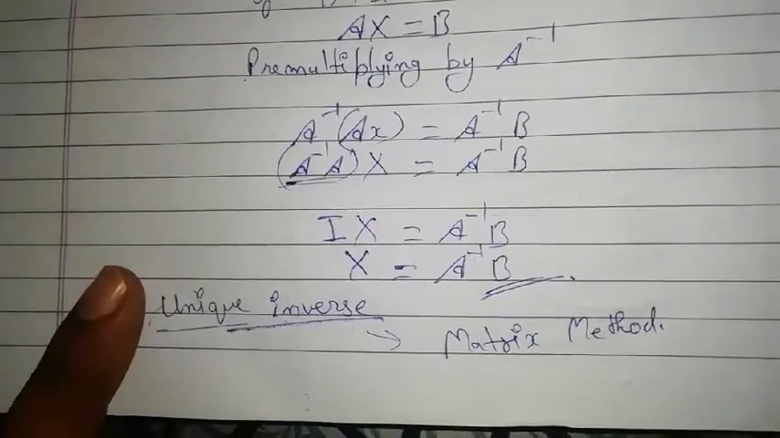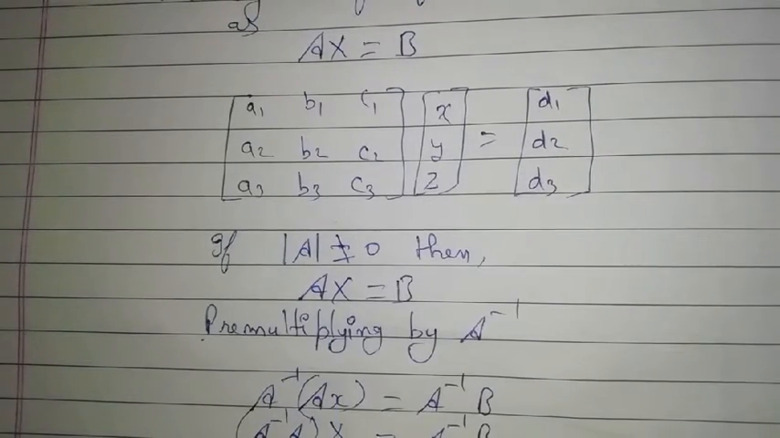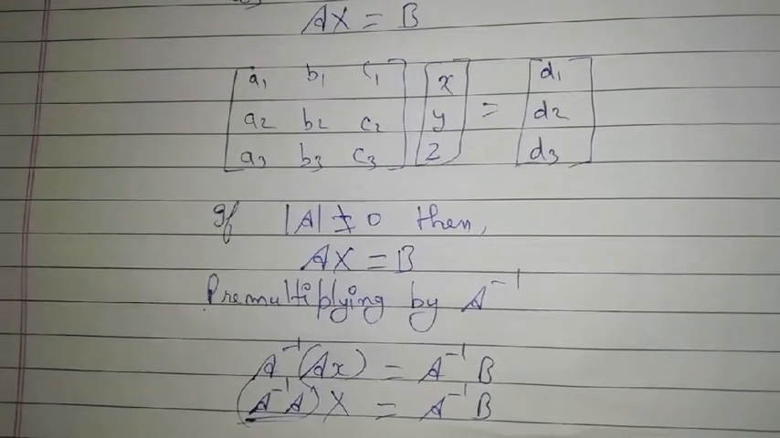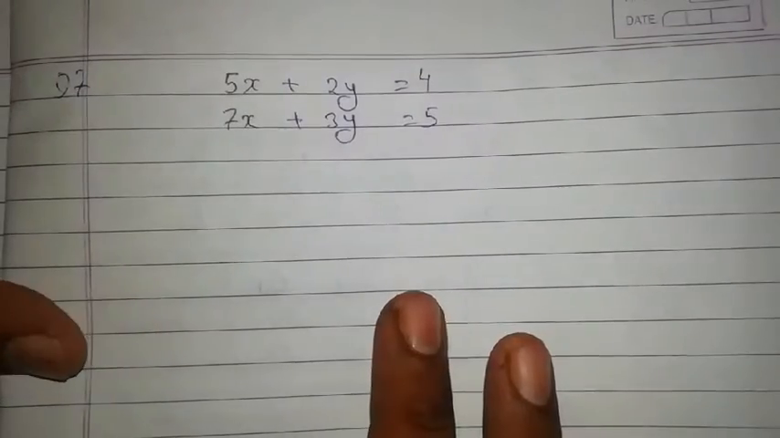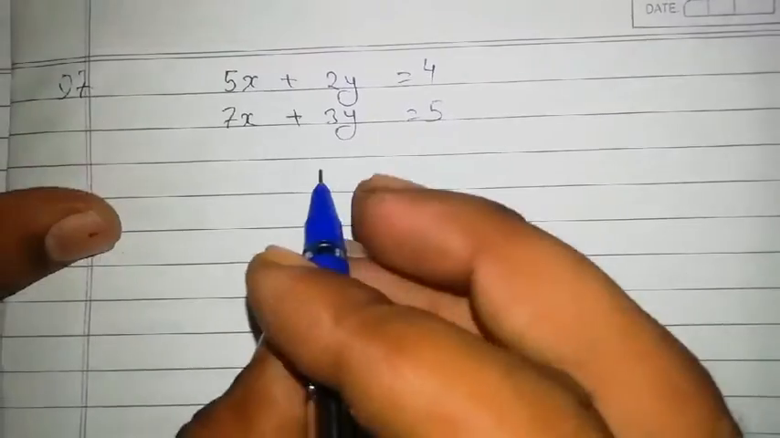And how can we find A inverse? It can be found by taking the transpose of the cofactor matrix, that is, the adjoint of the matrix. Now let's solve one of the questions. So here is the 7th question of your exercise, and we are going to solve this.